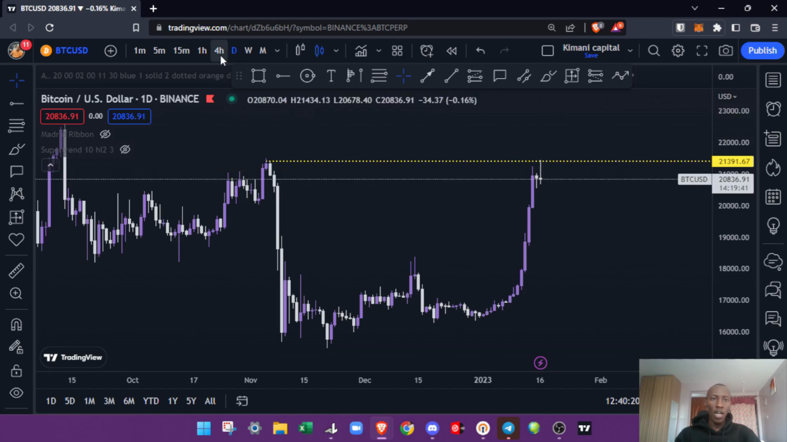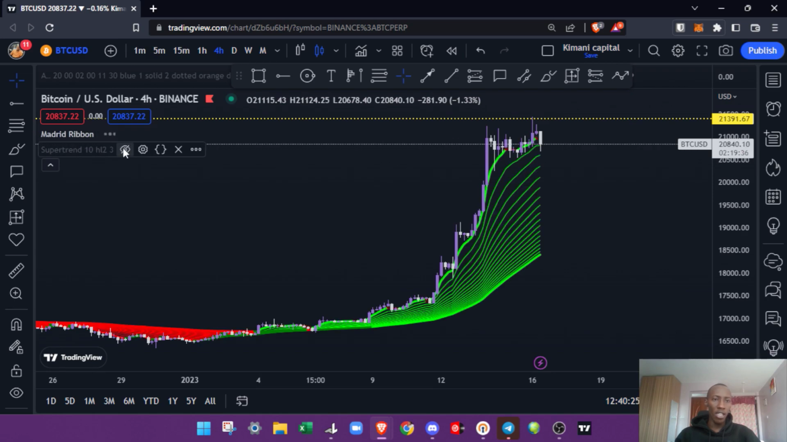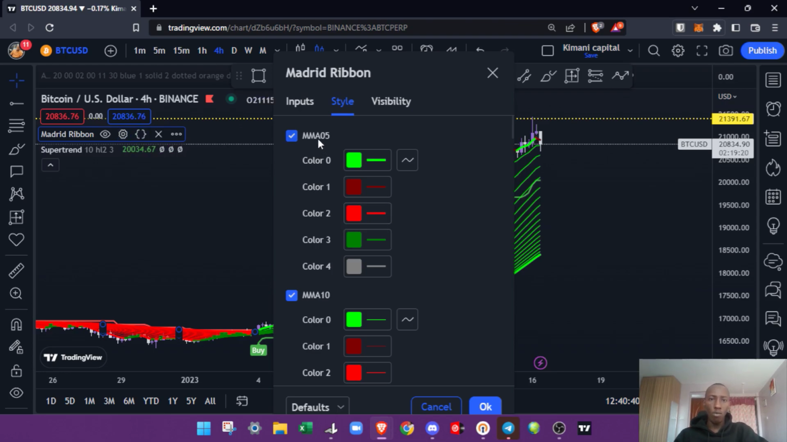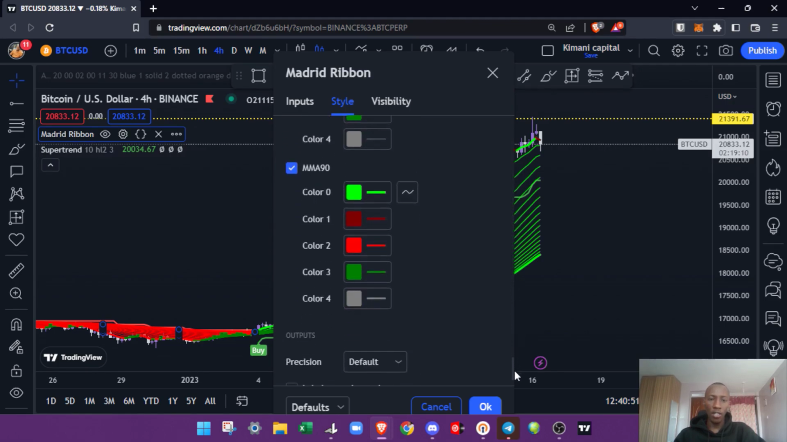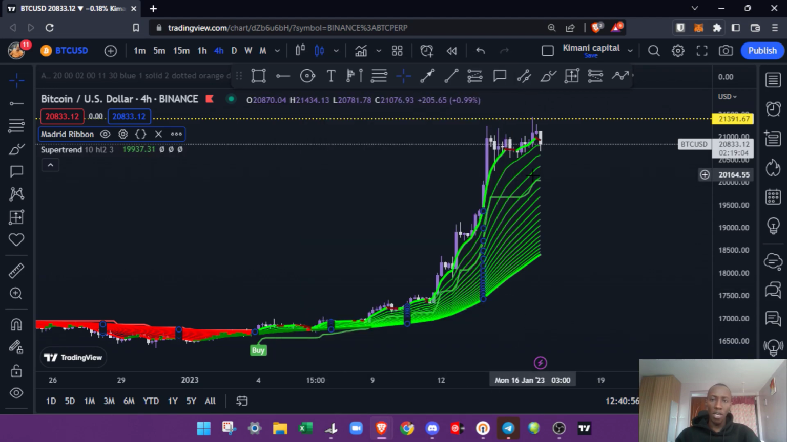So now I want us to go to the 4-hour time frame and introduce my 2 indicators that I feel are working very well during a trend. We have the Madrid ribbon. These are basically moving averages. If we click here, we're going to see exactly what the moving averages are: 5 period, 10 period, and if you go down, 15, 20, all the way to 85. These are just mere moving averages.